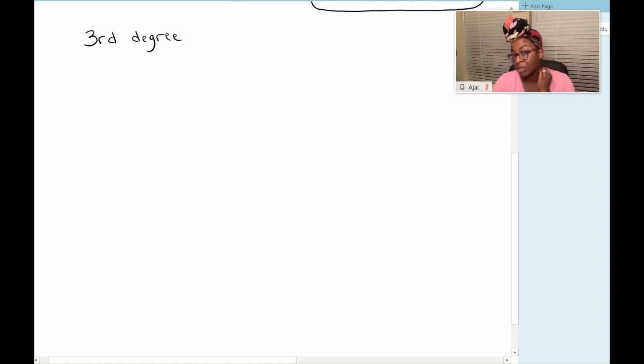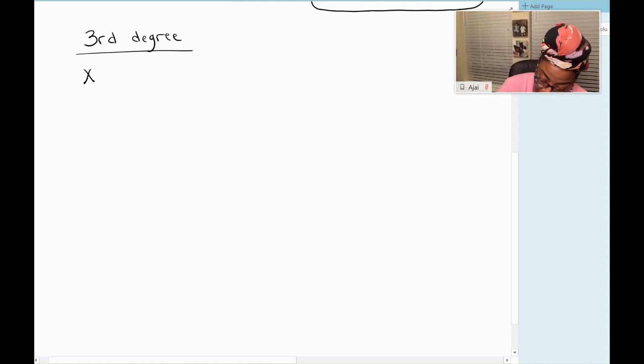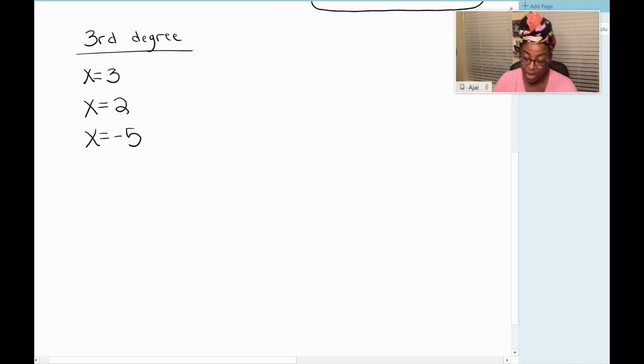Third degree polynomial, that means you should have 3 solutions, right? At most 3. So x is equal to 3, and let's say x is equal to 2, and let's say x is equal to -5, okay? To start out, I need to know what are the binomials that these solutions came from, okay?